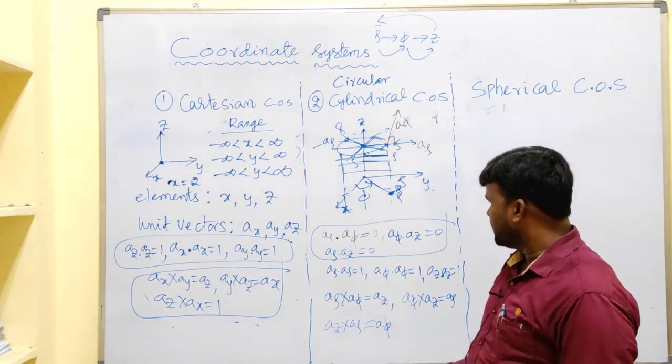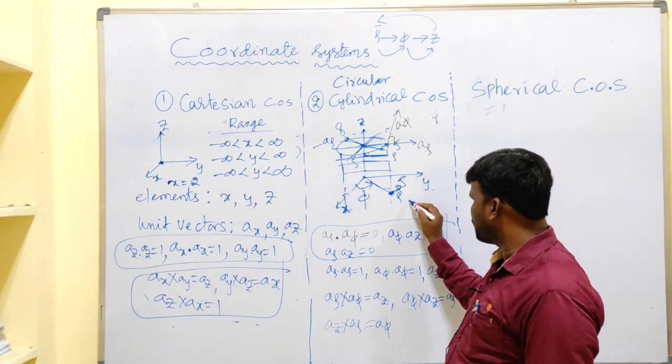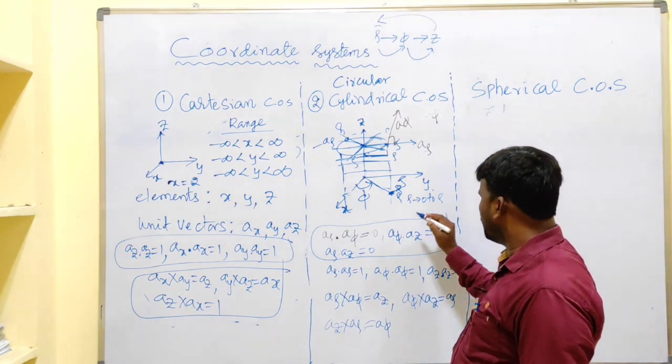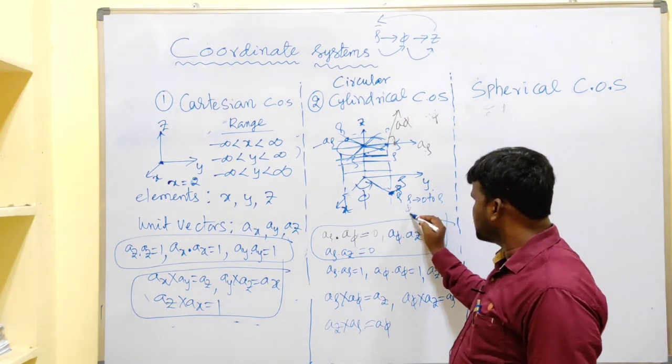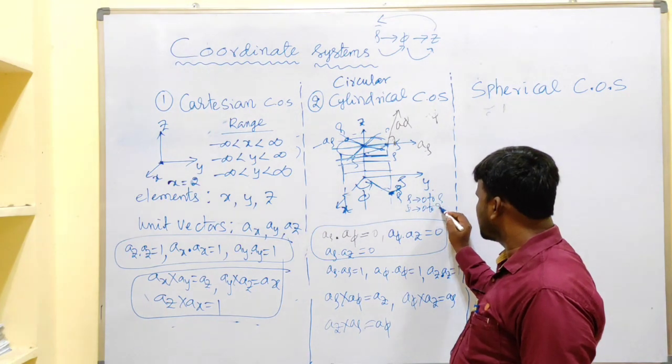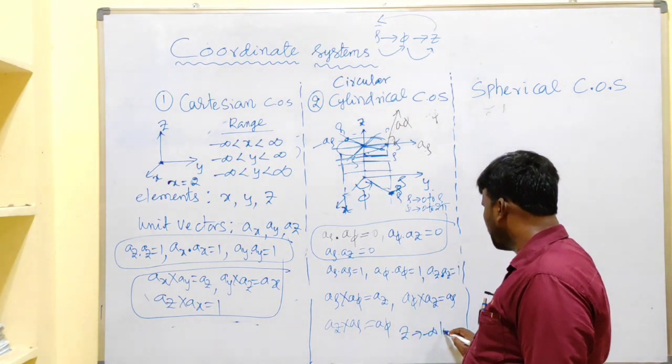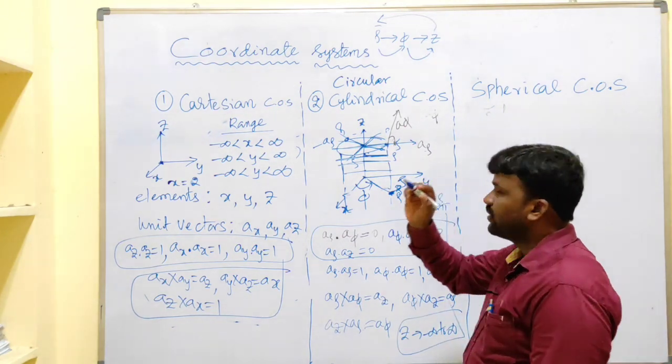Now coming to the range of the elements, I think I already told you that rho is from 0 to some rho, and phi is 0 to 2 pi. And z is the same as in the Cartesian coordinate system, from minus infinity to plus infinity.